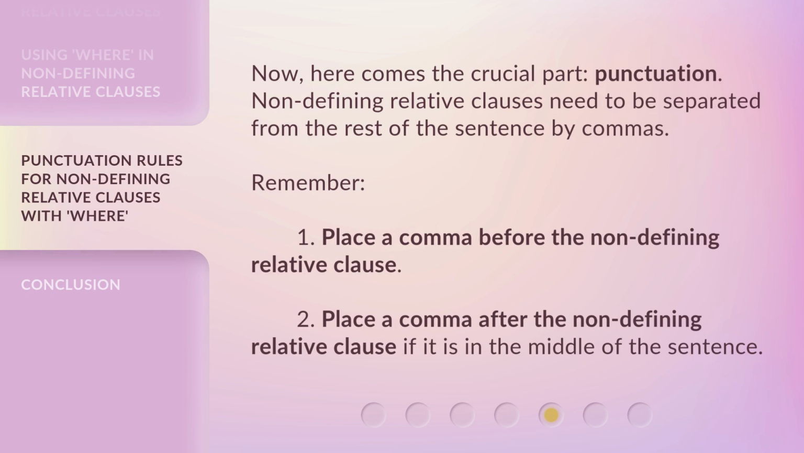Now, here comes the crucial part: punctuation. Non-defining relative clauses need to be separated from the rest of the sentence by commas. Remember: 1. Place a comma before the non-defining relative clause. 2. Place a comma after the non-defining relative clause if it is in the middle of the sentence.